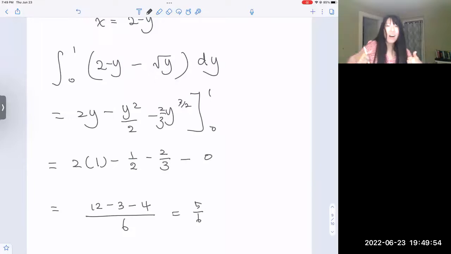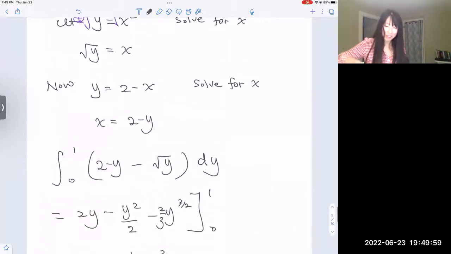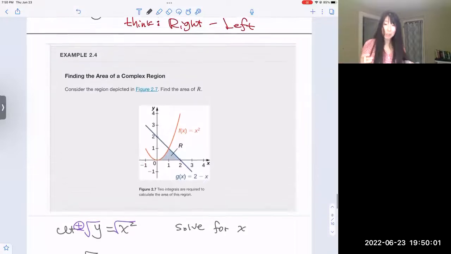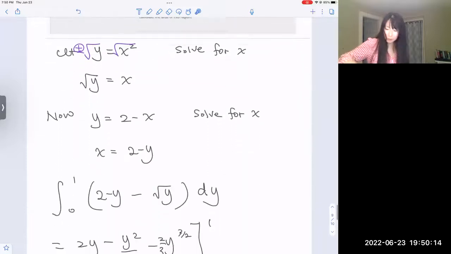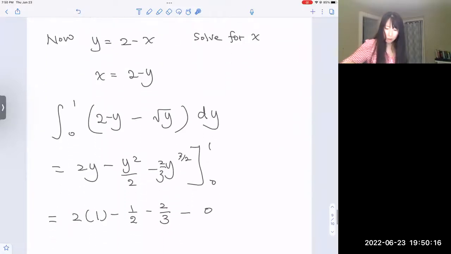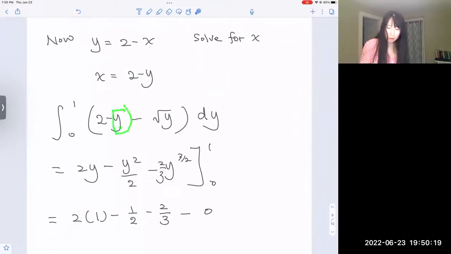Okay. I explained to you, right? In this case, it's much better. We do the right side, right minus left, then we get this result. Oh, y squared over 2. Here we take the antiderivative: we add to the power and divide by the new power.